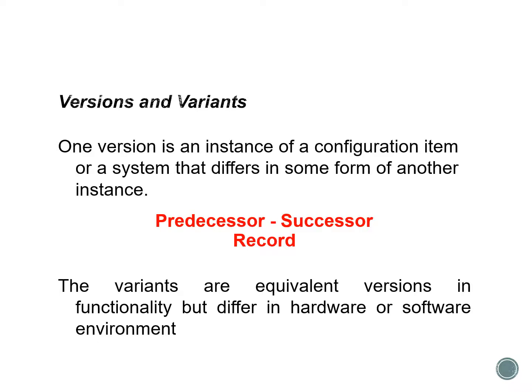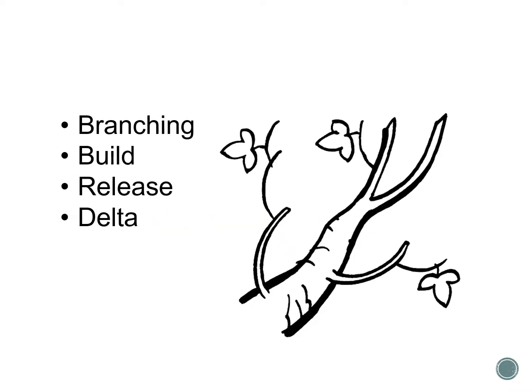And of course, if we are looking for one bug which is in one variant of the software but not in the other, we should at least know what the differences are, so we can find the real root cause of the problem. And of course, this means that we are talking about the four main aspects or ideas or concepts of version control: branching, building, releasing, and the delta of things.